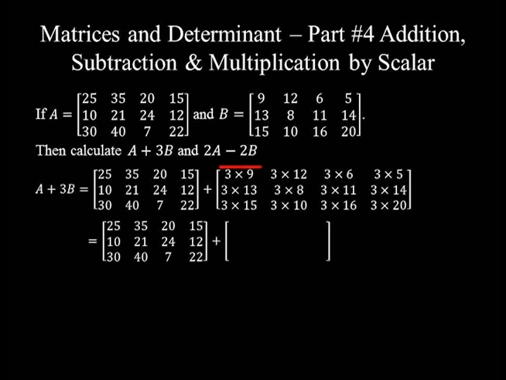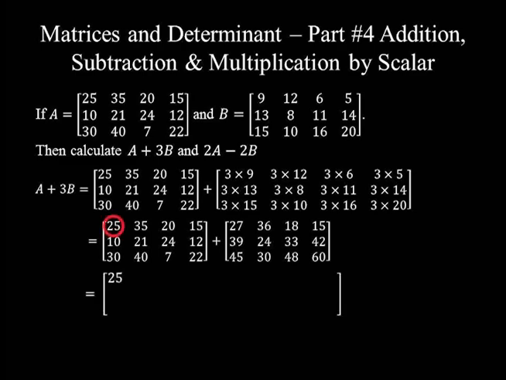That's 3 times 9 is 27, 3 times 12 is 36, 3 times 6 is 18, 3 times 5 is 15, 3 times 13 is 39, 3 times 8 is 24, 3 times 11 is 33, 3 times 14 is 42, 3 times 15 is 45, 3 times 10 is 30, 3 times 16 is 48, and 3 times 20 is 60. What we are left with is adding elements of matrix A with the corresponding elements of matrix B.